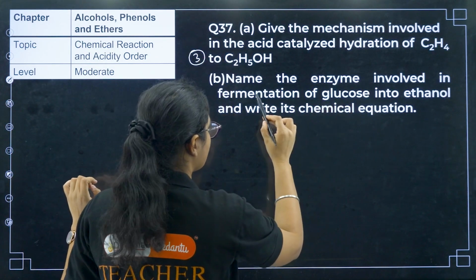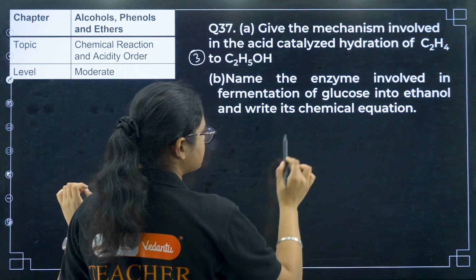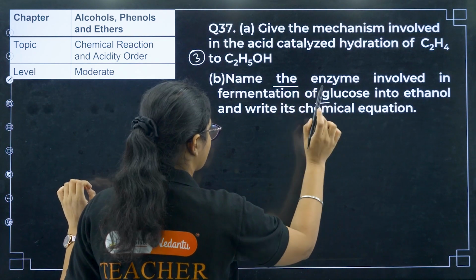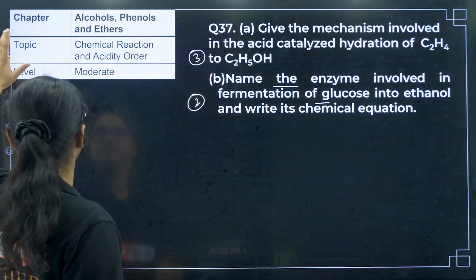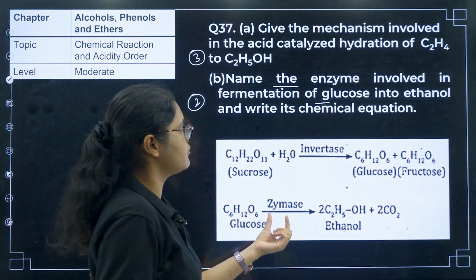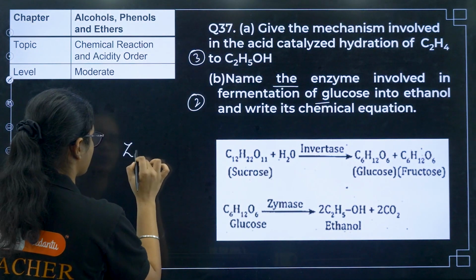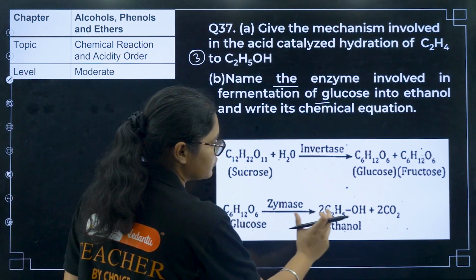Name the enzyme involved in the fermentation of glucose into ethanol and write the chemical equation. Naming of enzyme 1 mark, reaction 1 mark, so this one will be 2 marks. So let me first tell you the answer for this one. So what happens? Glucose, once it is formed, the name of the enzyme will be zymase here. Okay, so what is the name of the enzyme? Zymase. So zymase converts glucose to ethanol.